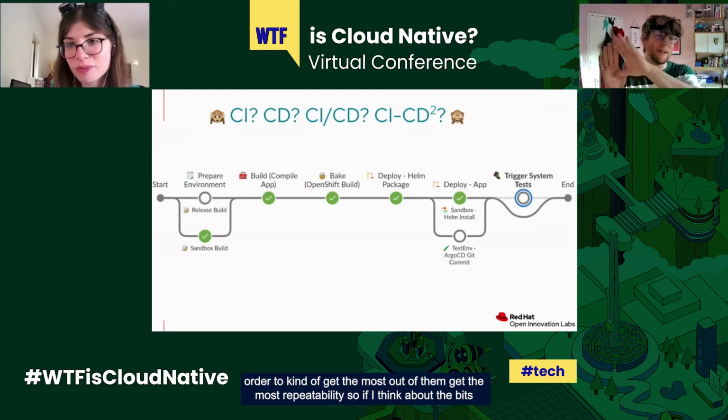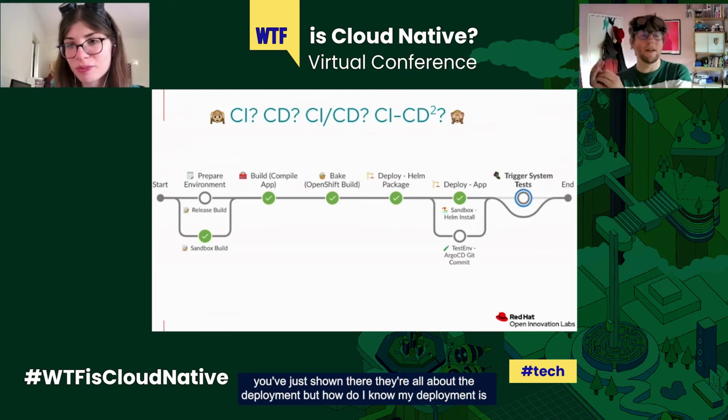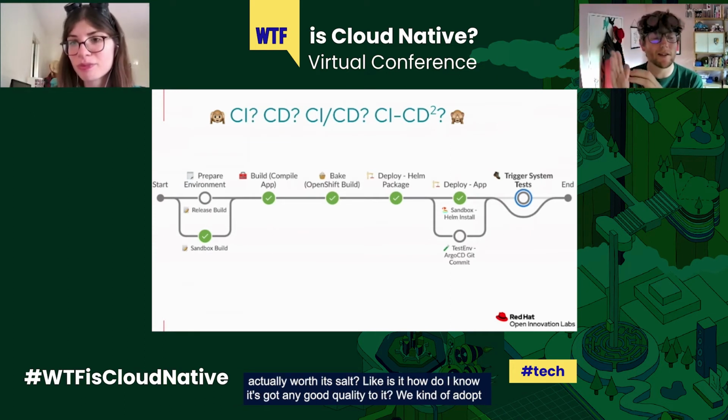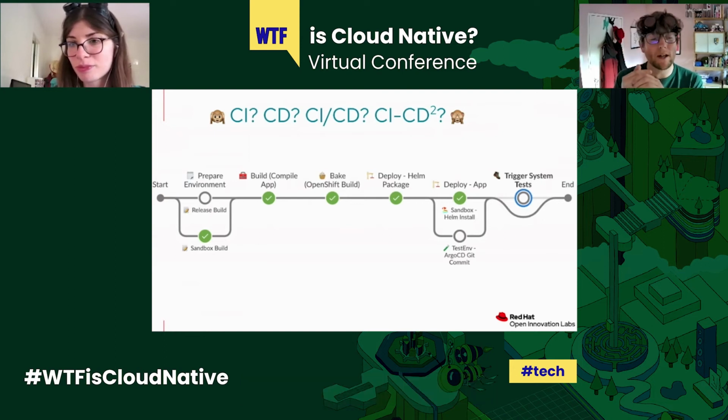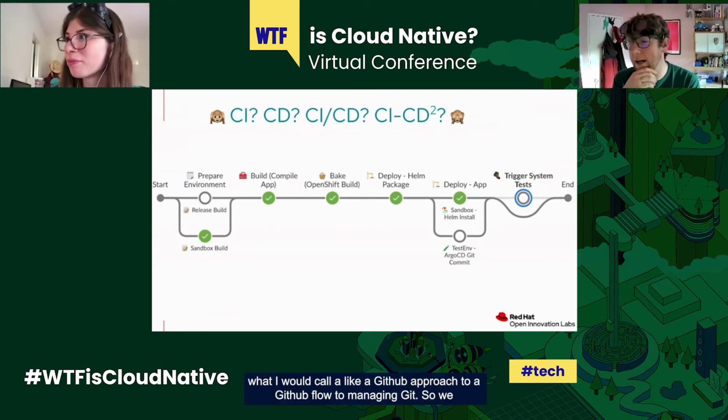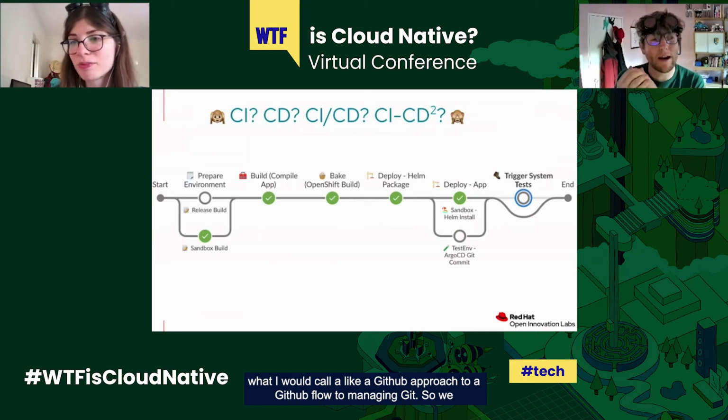So if I think about the bits you've just shown there, they're all about the deployment, but how do I know my deployment is actually worth its salt? Like, how do I know it's got any good quality to it? We kind of adopt what I would call a GitHub approach, a GitHub flow, to managing Git.